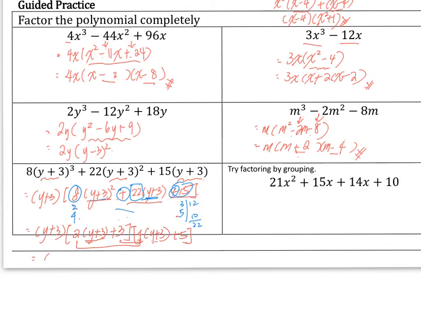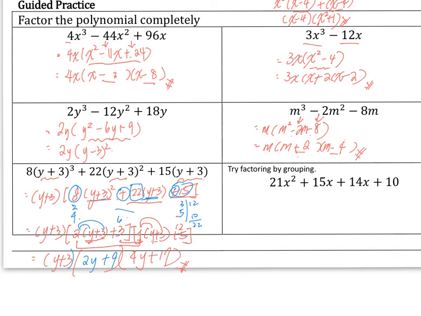Now we could further simplify this. So this we could distribute 2 into the binomial y plus 3, 2y plus 6 plus 3 plus 9. And then distribute 4y here. 4 times 3 is 12. 12 plus 5, 17. And then this is factored completely.